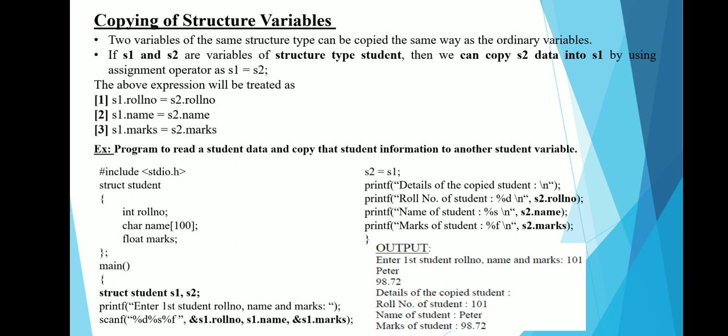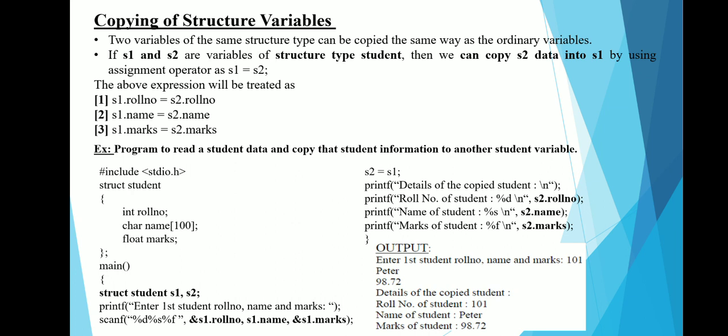Like other variables, how we copied other variables, that is, if there are two integer variables a and b, I can copy the value of b to a, correct? If b contains the number 2, and I want to copy the content of b to a, then I would have to just say a is equal to b. Using the assignment operator, I can copy the value of one variable to another variable.